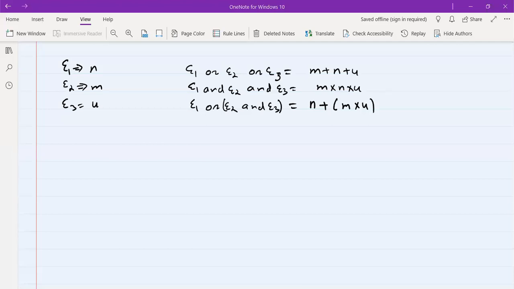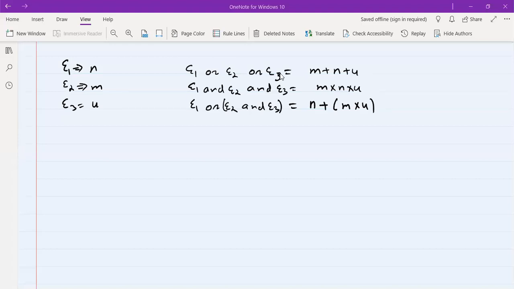Got it, everyone? Yes or no? Everyone got this concept? Yes, E1 is N. That's why it is N plus M into U. Everyone should get this. Very good. Okay. Now let's think about another example.